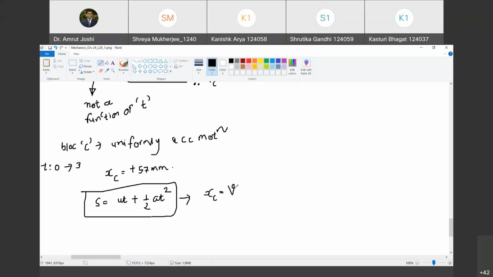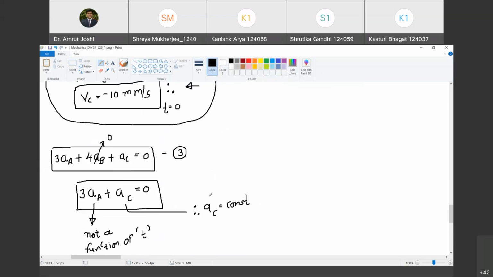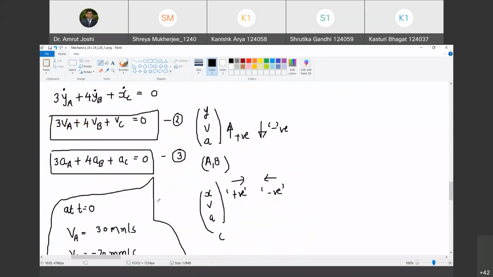This is equal to, what is U here? It is the velocity of block C at time t equal to 0. Initial velocity. Are you with me? Yes, sir. Into T. T is 3 seconds, because in 3 seconds the block has moved by 57 mm. So XC is 57. Plus, what is A? A is nothing but the constant acceleration of the block. So I will call it AC. Are you with me? Yes, sir. Into 3 square. Now, do we know the velocity of block C at time t equal to 0? Yes, sir. We just now calculated.